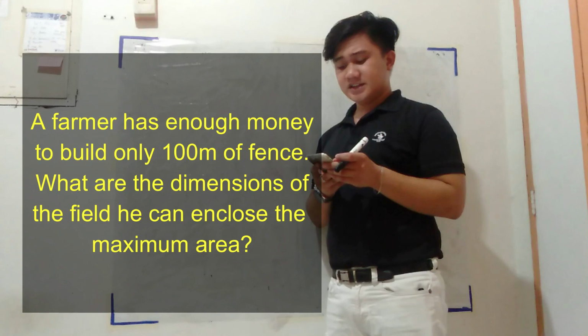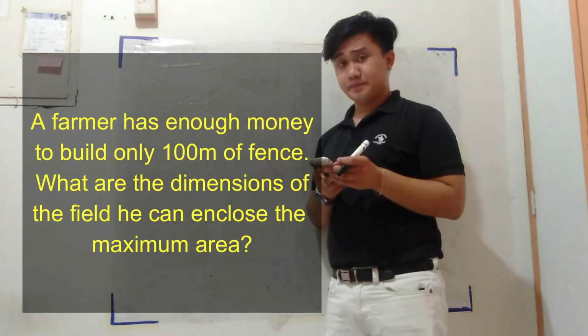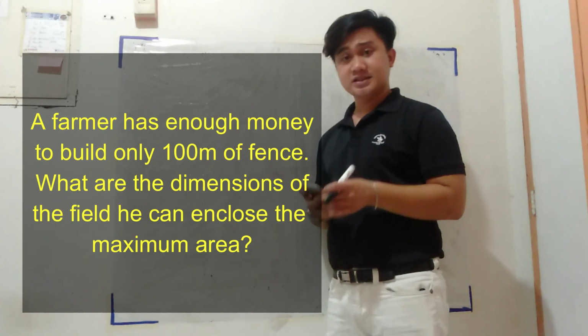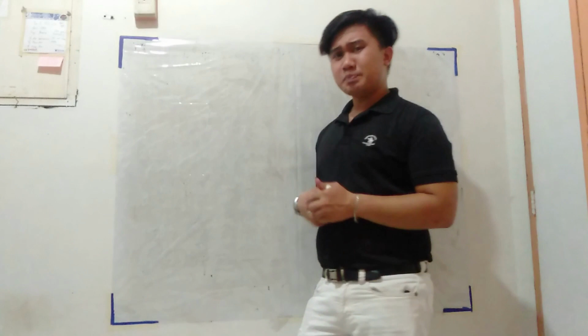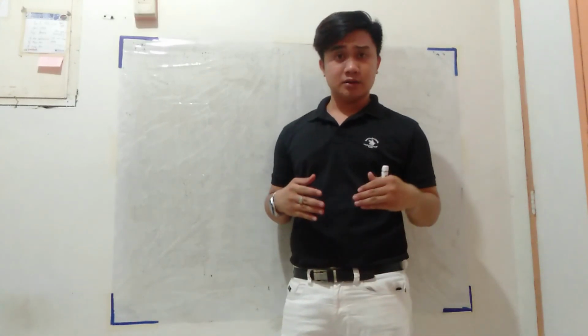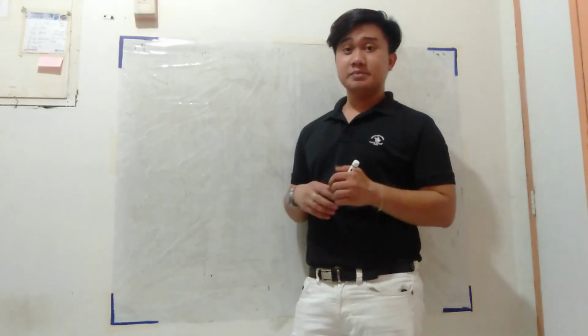A farmer has enough money to build 100 meters of fence. What are the dimensions of the field he can enclose the maximum area? So, sa madaling sabi, yung farmer ay merong pambakod, at yung pambakod na yon, ang haba ay 100 meters.